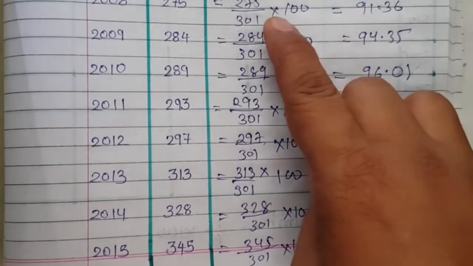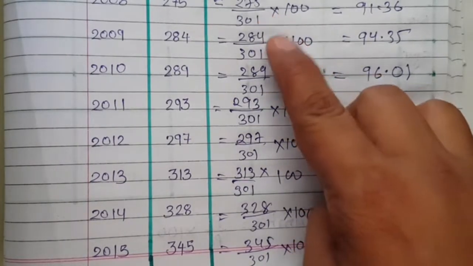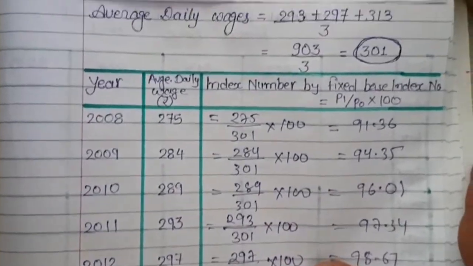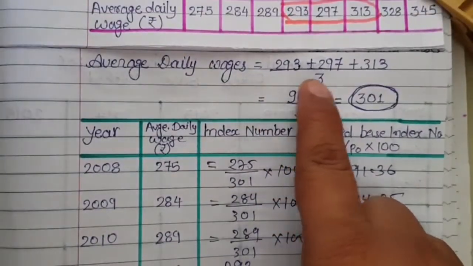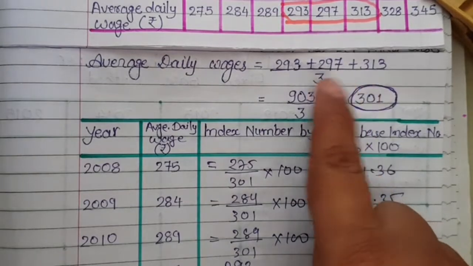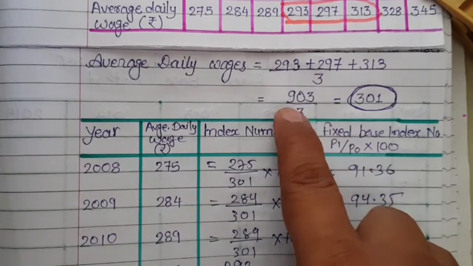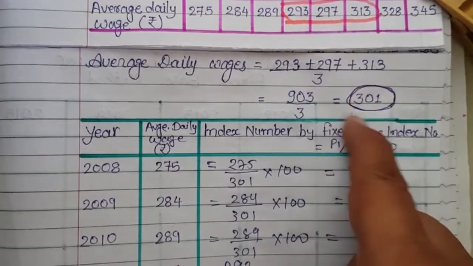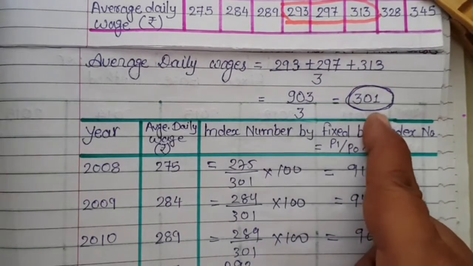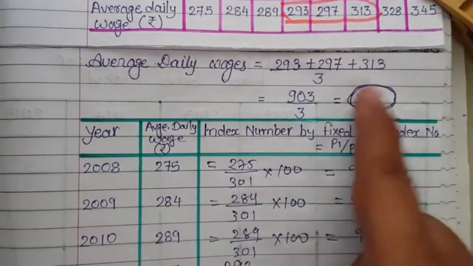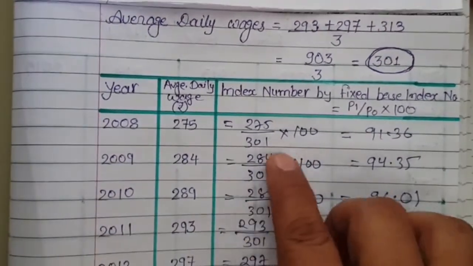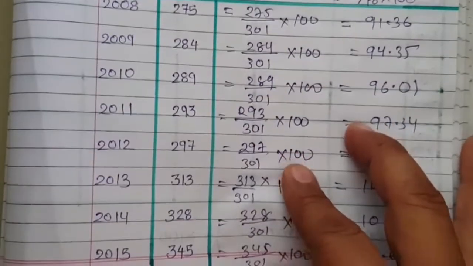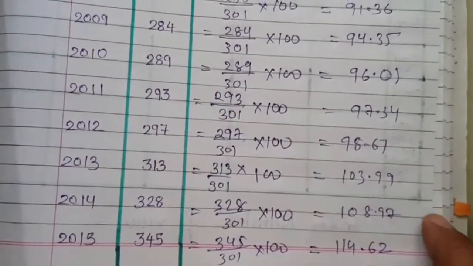Every year you can see that the base year price is 301. As we have found the average of given 3 years, 293 plus 297 plus 313 divided by 3, 903 by 3, we got 301. This was our fixed base price, base year price. So every year we have taken in the denominator 301 and we got the index number.